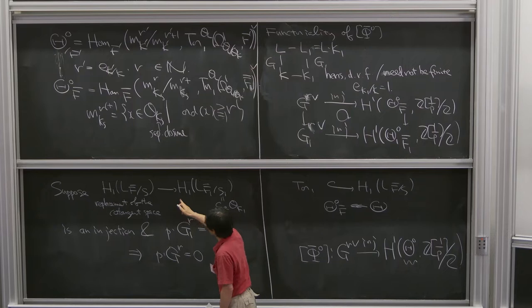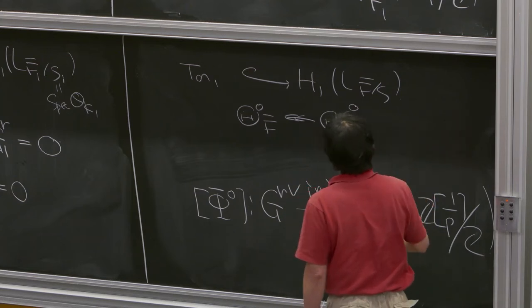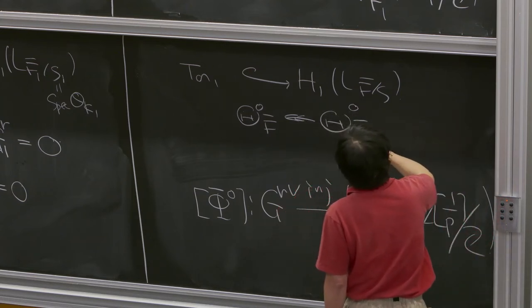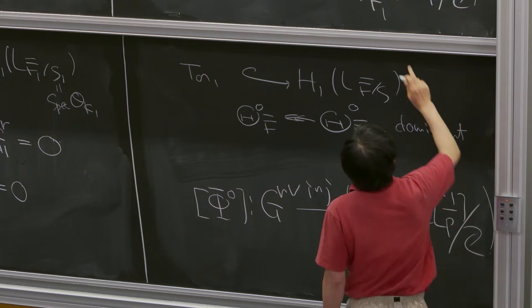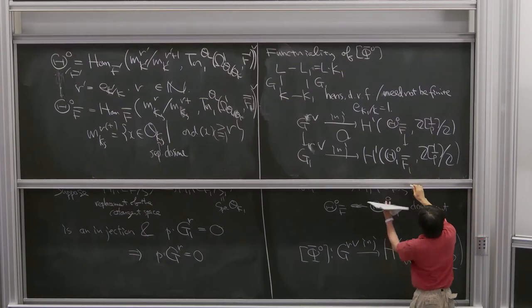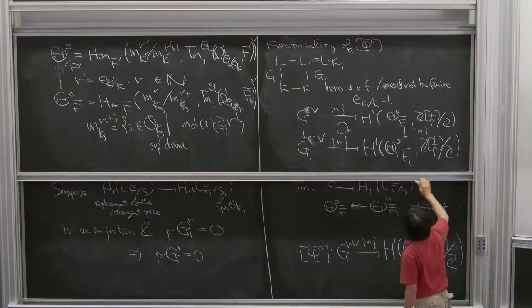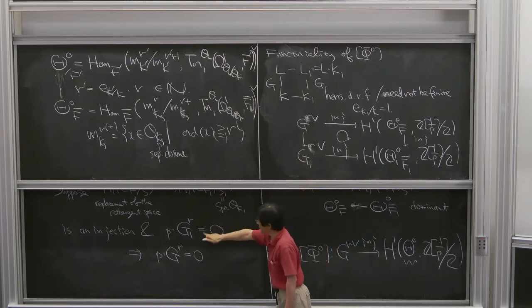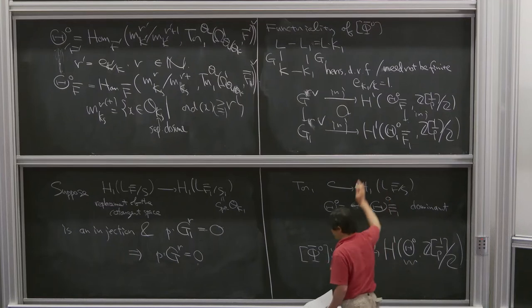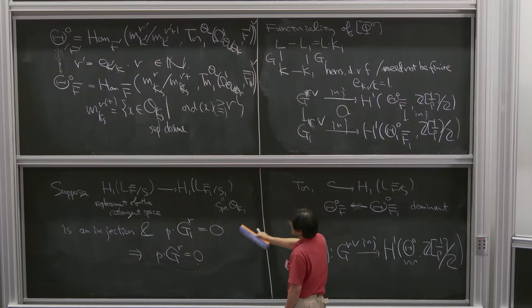Because we have an injection here, the map of schemes is a surjection. And this surjectivity means this is dominant. And because this is dominant, the map here is also an injection. This implies injectivity here. So once you get injectivity here and injectivity there, this assumption implies that conclusion. To prove this, we just need to find K1 satisfying this property.